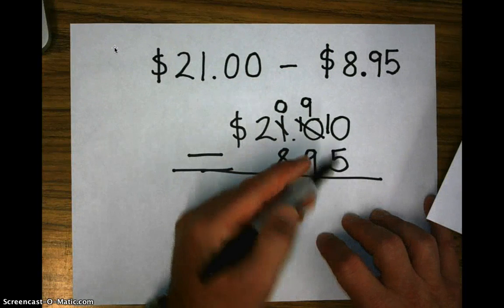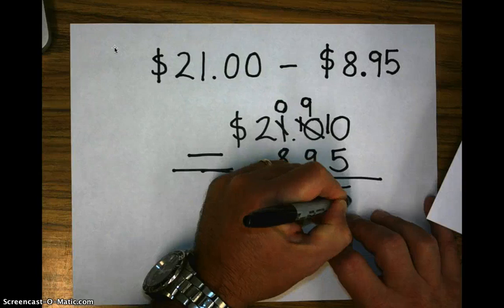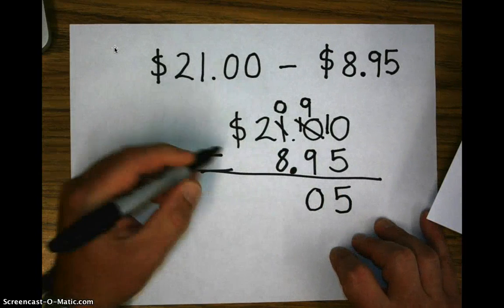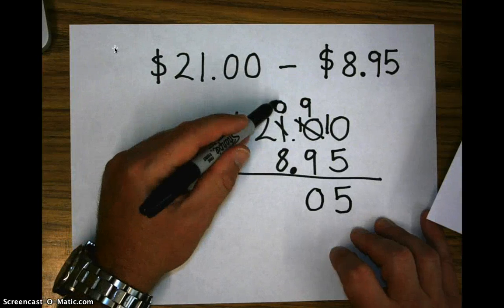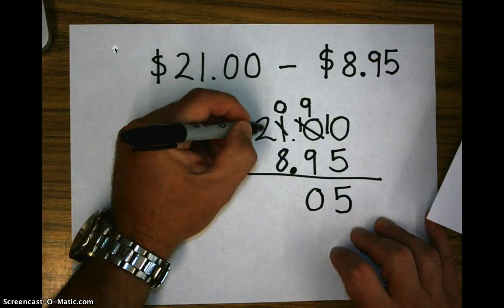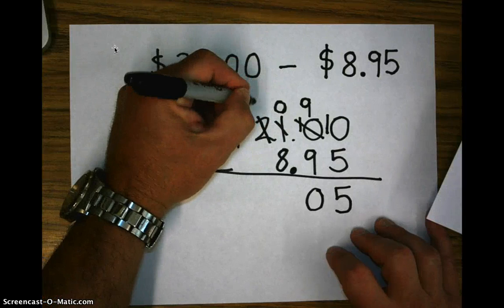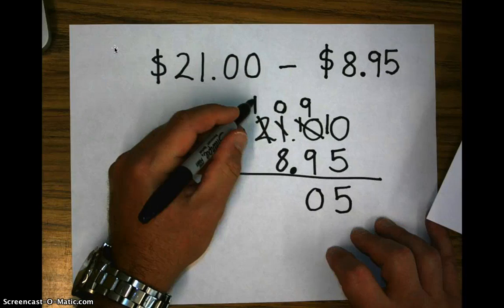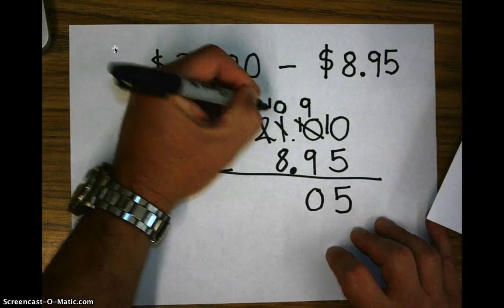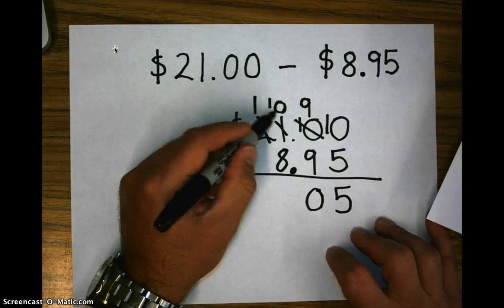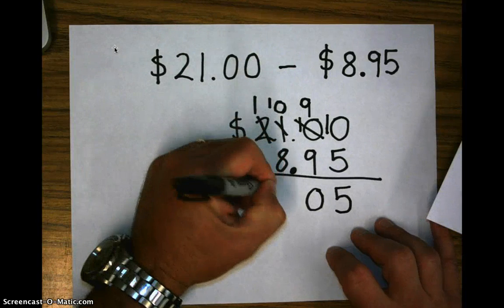So 10 minus 5 is 5. 9 minus 9 is 0. Uh-oh. 0 minus 8 I can't do, so again I'm going to borrow from my tens place over here. So I'm going to borrow 1 ten, so 2 minus 1 is 1. And now I have 10 ones. So 10 minus 8 gives me 2.